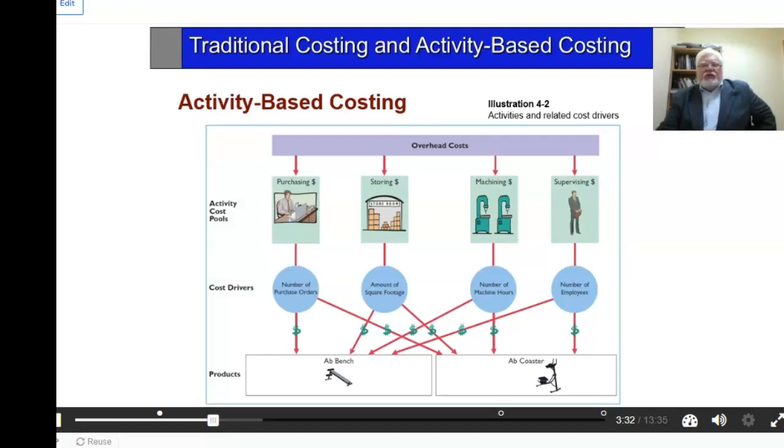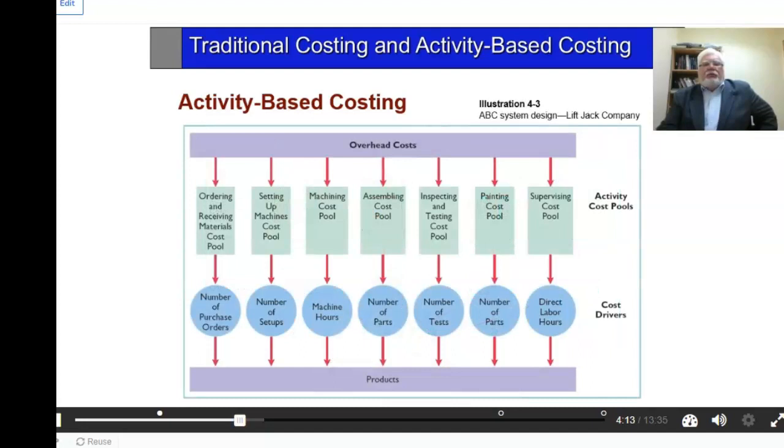Well, I have two products. You can see the bench is rather simple, and the coaster is a little more complex, with more parts. And therefore, I then look at what activities are consumed in producing the bench. How many purchase orders? How much square footage does the bench take? How many hours is it on the machines? And how many employees work on that, so that the supervisor cost can be allocated based on the employees? And the same with the coaster. So that is the overview of it.